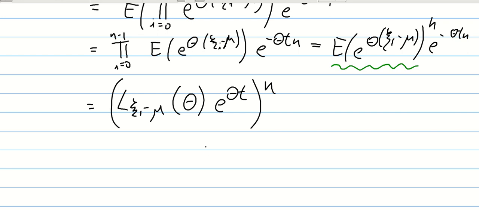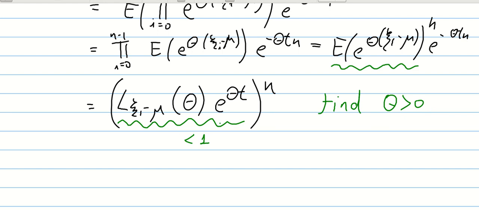So why am I doing this? Because now it becomes clear that if we make what's inside strictly smaller than 1, we just obtained an exponential decay in n. And you see here there's no n inside anymore. All we have to do is find some theta such that this is smaller than 1. So this is our objective now.